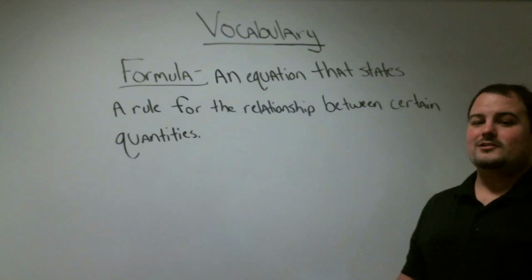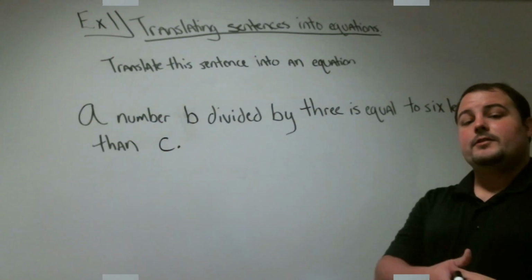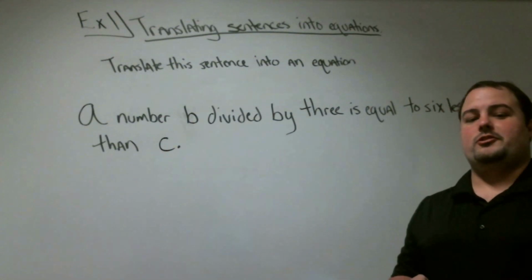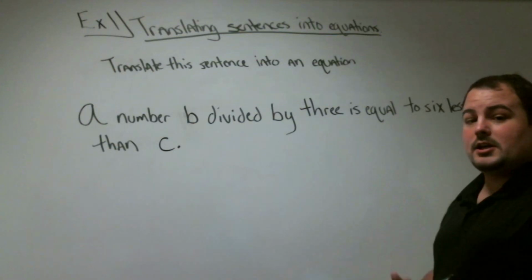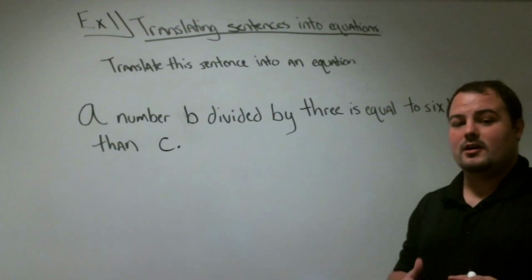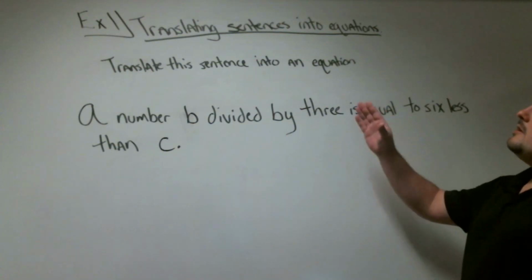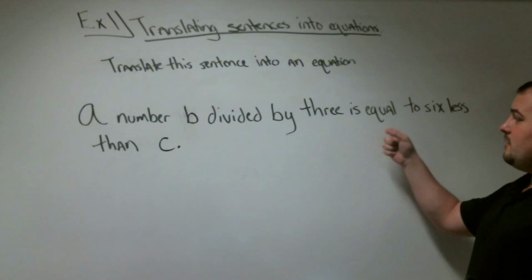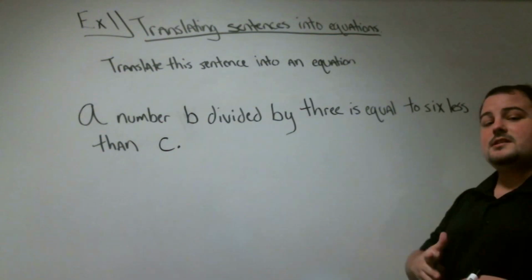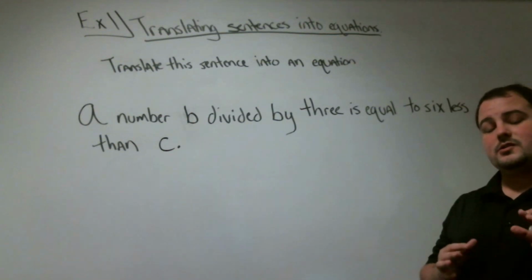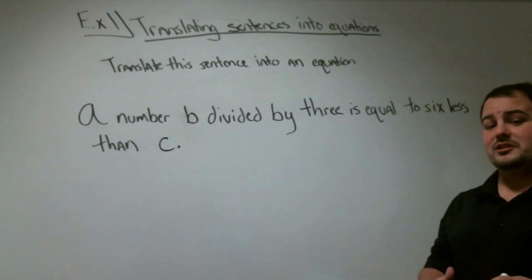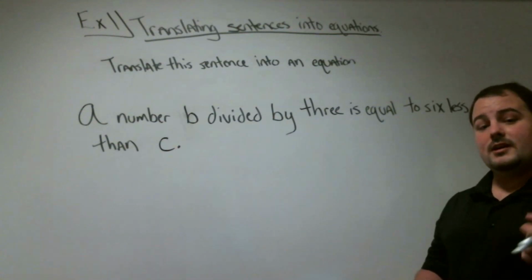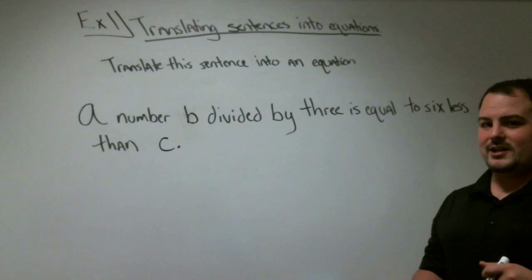So let's go ahead and start example 1. In our first example, what we're going to be doing is translating sentences into actual equations. So we're going to read the sentence here, and we're going to translate it into an equation. It says, translate this sentence into an equation. A number b divided by 3 is equal to 6 less than c. So we're actually going to write this out as an equation. The difference between an equation and an expression is an equation has an equal sign. An expression does not.